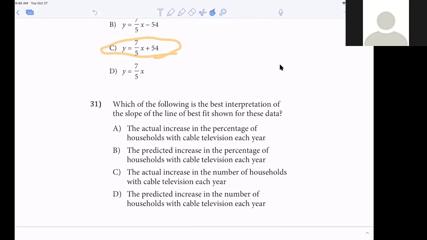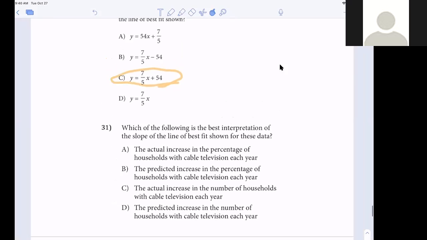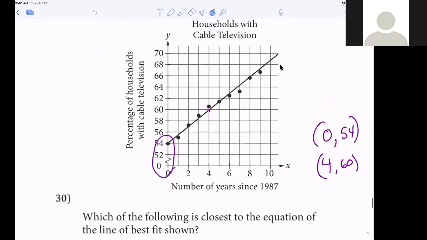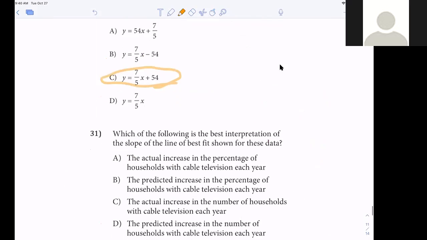So which of the following is the best interpretation for the slope of the line of best fit shown for these data? So the slope is the change in what? Y over x. Right. And what's the y? The change in percentage over what? The change in years since 1987. So what does that say? The actual increase in the percentage of households with cable each year. Do we agree that's a possibility, right? Yeah. But I'm not saying that's the right answer. I'm saying that's a possibility.